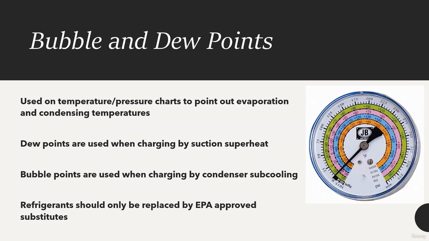Bubble and dew points are used on temperature pressure charts to point out evaporation and condensing temperatures. Dew points are used when charging by suction superheat. Bubble points are used when charging by condenser cooling. Refrigerants should be only replaced by EPA-approved substitutes.